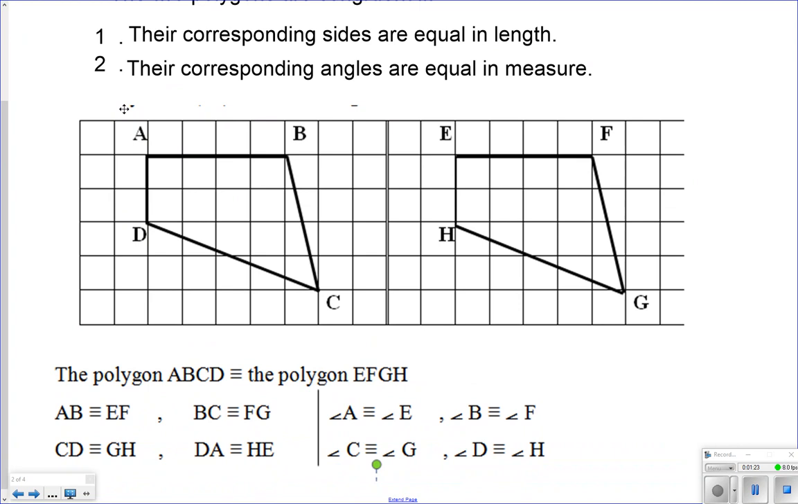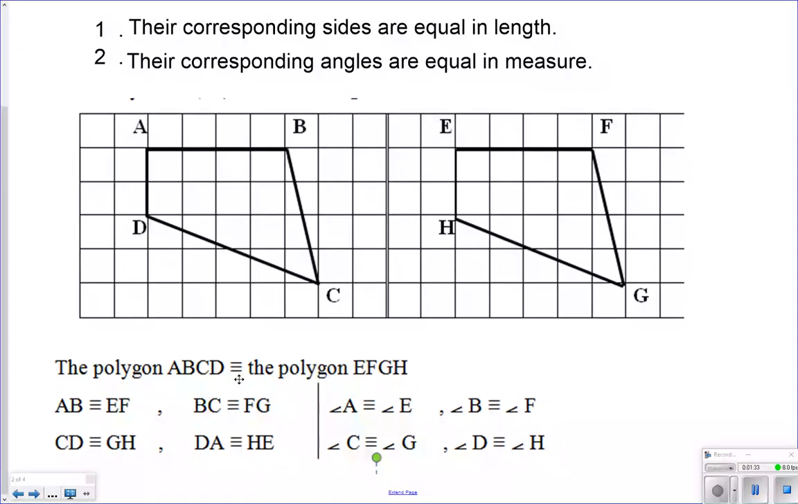Like here we have this polygon ABCD, and here we have EFGH. Two polygons. The polygon ABCD is congruent to the polygon EFGH. Then AB is equal to EF or congruent to EF, equal in length. The length of AB equals the length of EF, or AB congruent to EF.